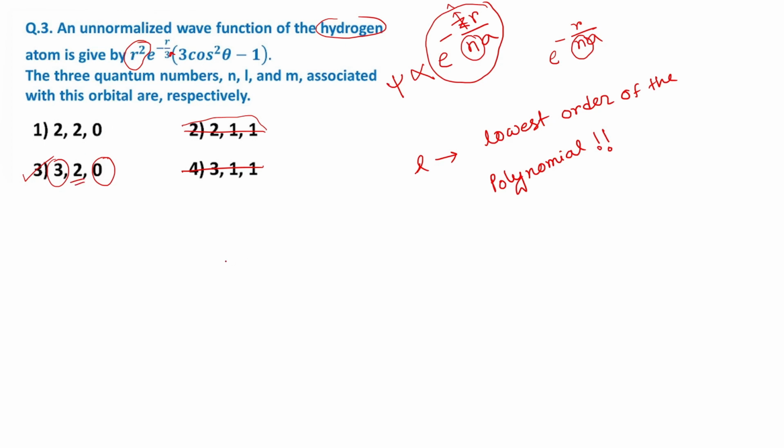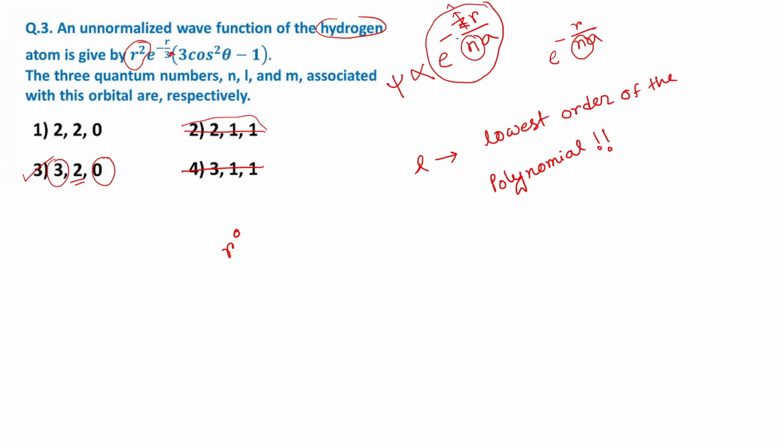Suppose this was R to the power 0, that is, there is no R, which is the case for 1s, right? There is only e to the power minus r by something. You don't have to remember, but I was solving some problem, that's why I remember that it did not have any term of r, meaning in the polynomial of r the lowest degree was 0. So that is why I am saying here your l is 2 for this particular case. So did you get the trick?